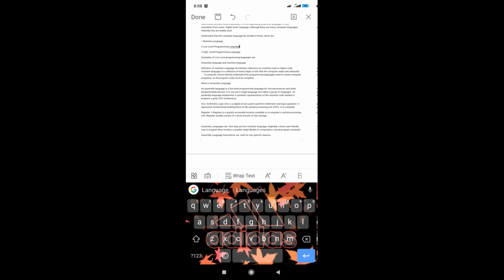Okay, let's have a definition of what machine languages are. Machine languages are sometimes referred to as machine code or object code.